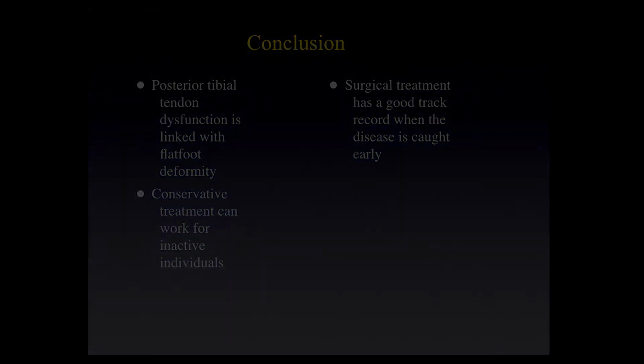In conclusion, posterior tibial tendon dysfunction is linked with a Pes Planus deformity. We know that conservative treatment can help some people, especially if they're inactive. We also know that surgical treatment has a good track record when the disease is caught early.